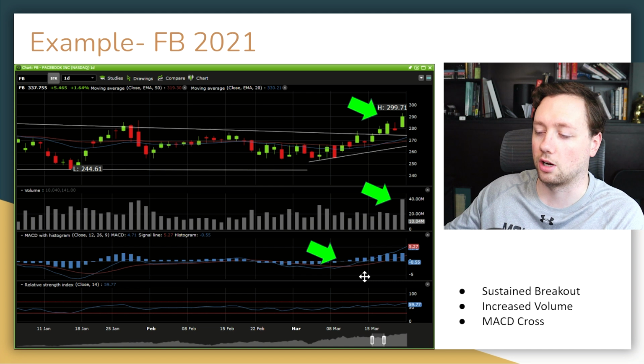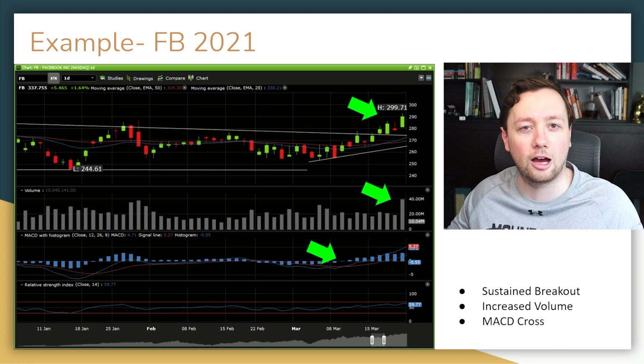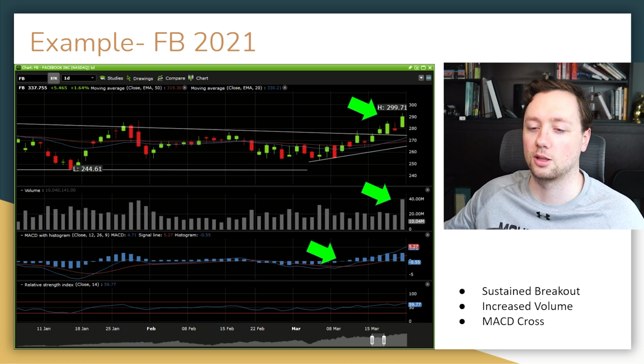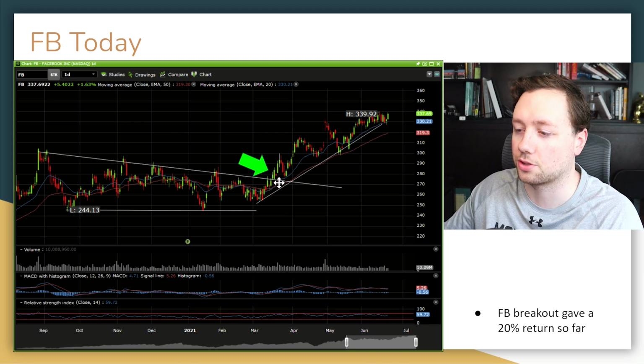You can also see a crossover of our MACD a couple days before, which is also a positive sign. Now, how did this trade actually work out? How did this end up? Well, the nice thing is that it's still playing out. So this is what the Facebook trade looks like right now.